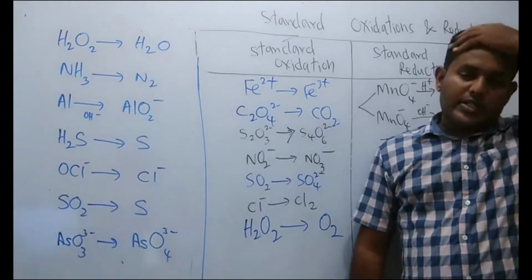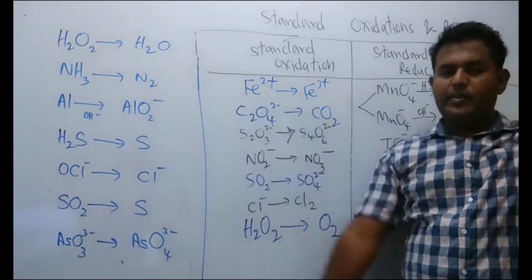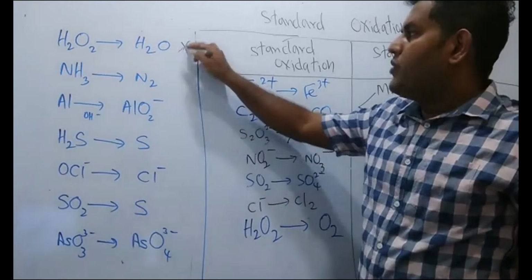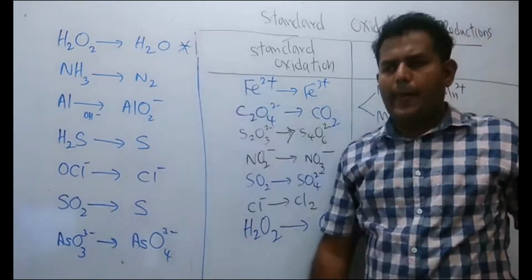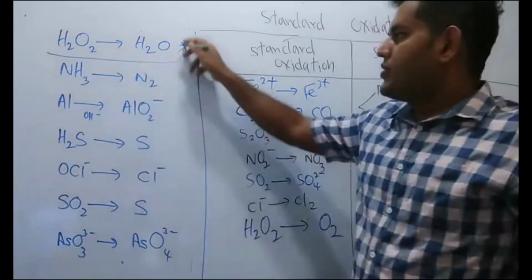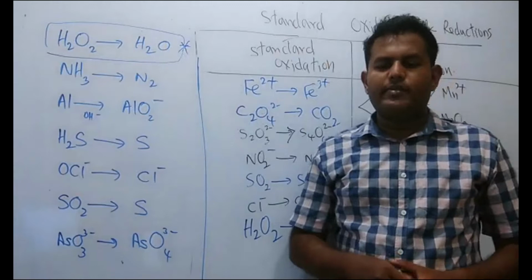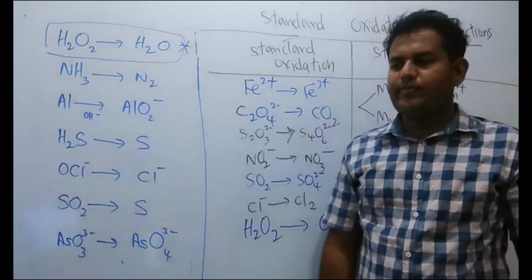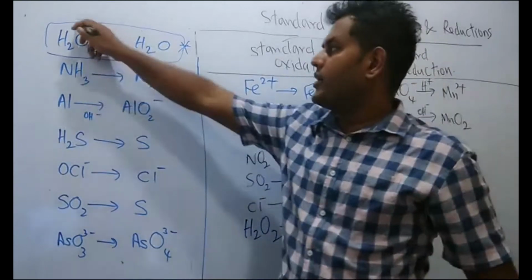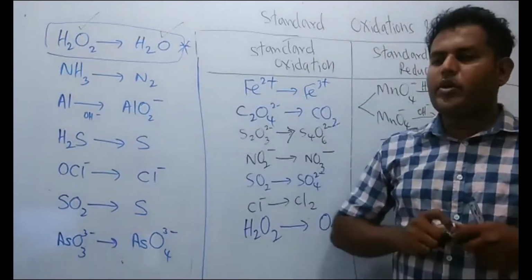So the first one is very important here. Remember, this is very, very special. You don't check the oxidation number of hydrogen, because hydrogen is an exception again. Check the oxidation number of oxygen, considering hydrogen as +1. Just check the oxidation number of oxygen, not hydrogen. Then you will identify whether this is oxidation or reduction.